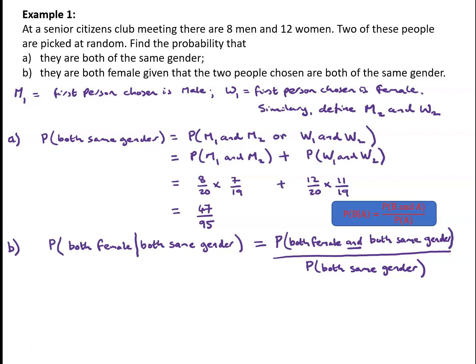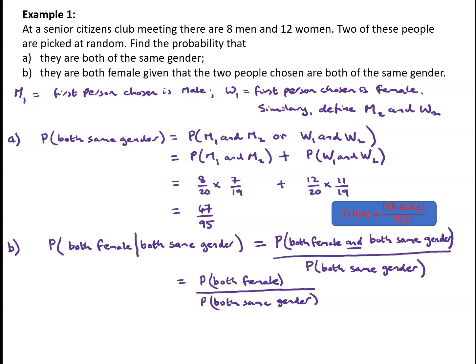Now, if we stop and think about it for a moment or two, if I've got 2 people and I tell you they are both female and I tell you they are both the same gender, then you certainly know that the two people are definitely just both female. So we can simplify that statement of both female and both same gender into saying they are both female. So I've just got to work out, for my conditional probability, the probability they're both female and divide it by the probability they're both the same gender.